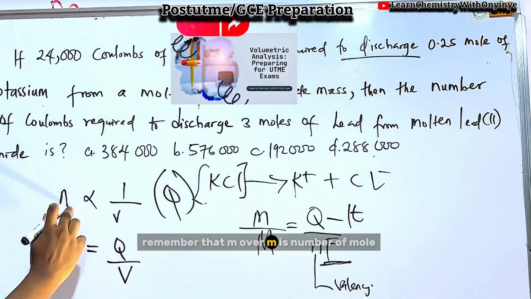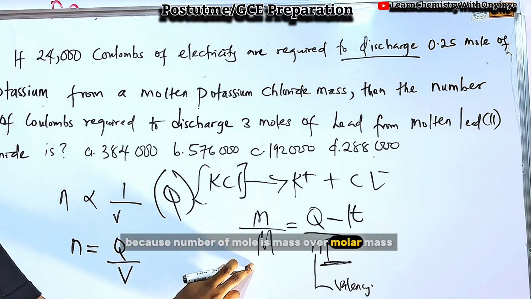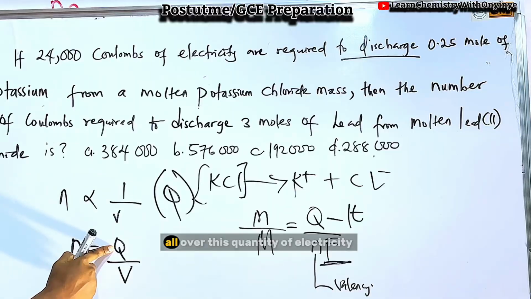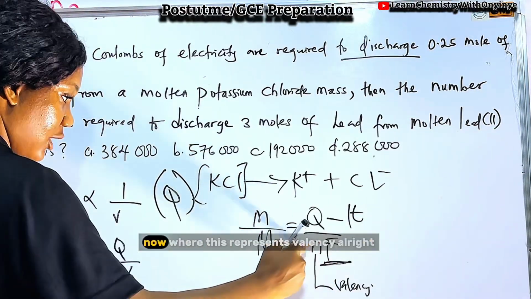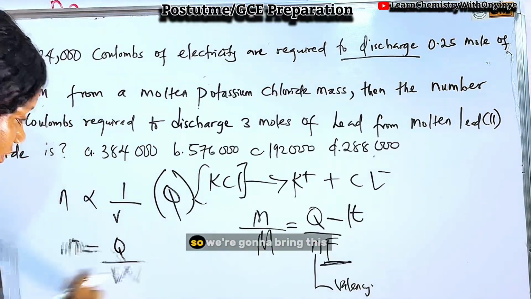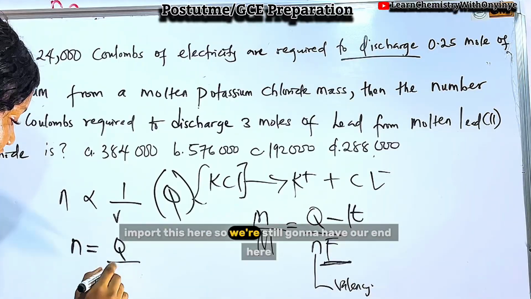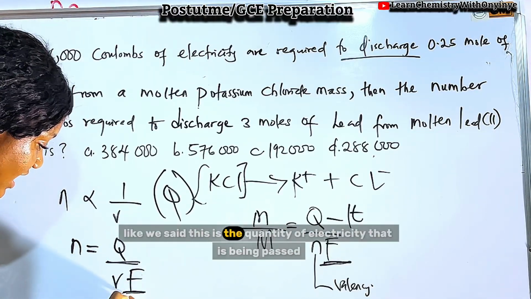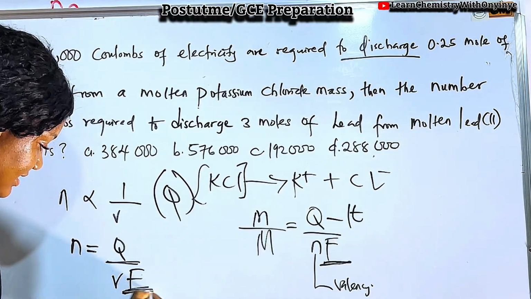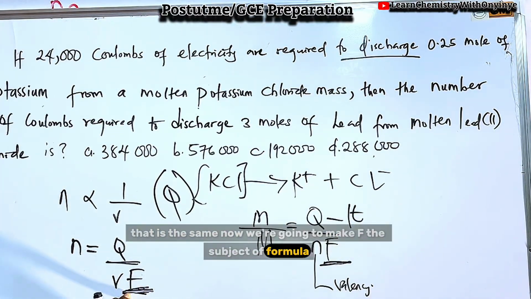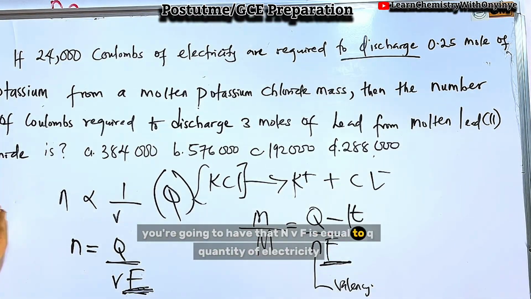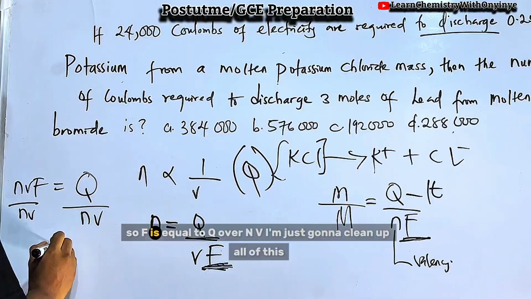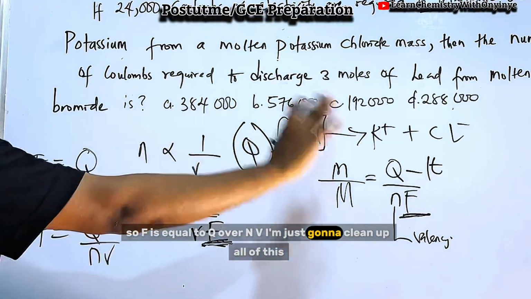Come here. Remember that M over M is number of moles, because number of moles is mass over molar mass. So we have that number of moles is equal to this quantity of electricity all over this quantity of electricity, where this represents valency. All right, so we're going to import this here. So we're still going to have our N here. We're going to call it V, and then we have Faraday. Like we said, this is the quantity of electricity that is being passed. That is the same. Now we're going to make F the subject of the formula. You're going to have that NVF is equal to Q, quantity of electricity. For F to be on its own, you divide both sides by NV. All right, so F is equal to Q over NV. I'm just going to clean up all of this.